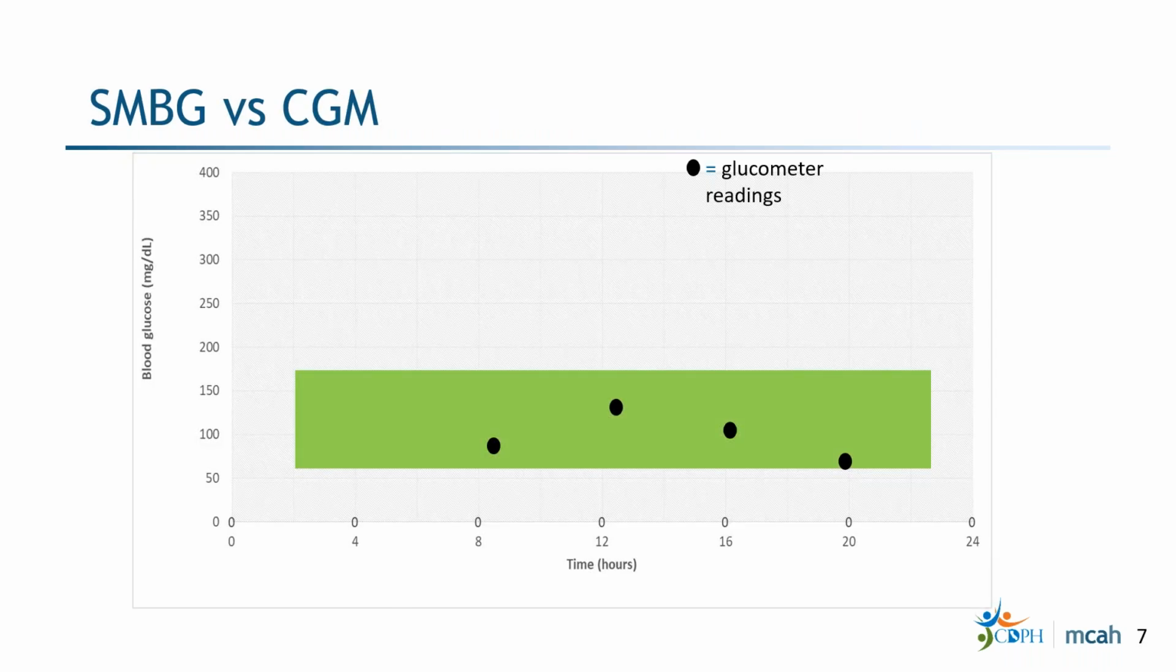I like to show this to really illustrate the difference between SMBG versus CGM. What you are looking at here is a 24-hour period, essentially looking at 12 a.m. to 2400, or to midnight. And this represents a person who is checking their glucose with finger sticks 4 times a day.